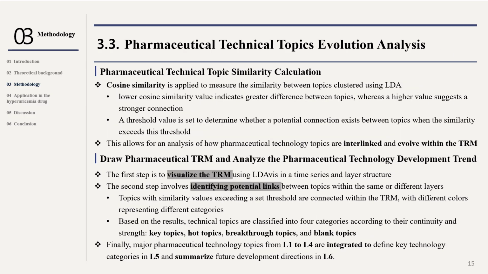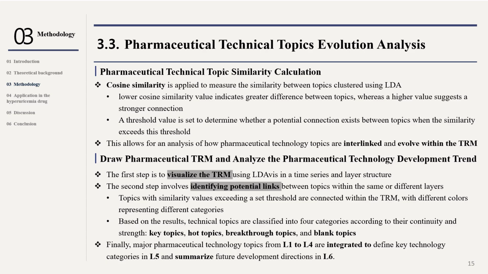Cosine similarity is applied to measure the similarity between topic clusters using LDA. Also, a threshold value is set to determine whether a potential connection exists between topics when the similarity exceeds the threshold. This allows for analysis of how pharmaceutical technology topics are interlinked and evolve within the TRM.